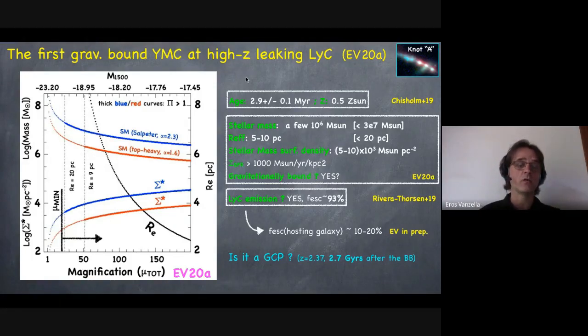And actually, if we calculate the dynamical age as people are doing in LEGUS and in the local universe, these objects start to be gravitationally bound. So this might be the first confirmation of a young massive cluster at cosmological distance, also leaking ionizing radiation.